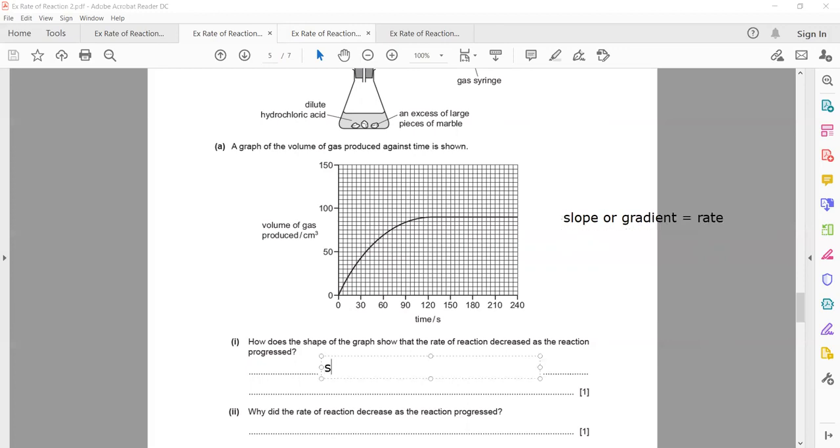So how does the shape of the graph show that the rate of reaction decreases? Because the gradient or the slope is decreasing, which shows the rate is also decreasing. The rate of the reaction is equal to the slope or the gradient. You can see the angle here is much steeper, but as we take different points, we find that the angle is decreasing. So if the angle decreases, it means the slope decreases.